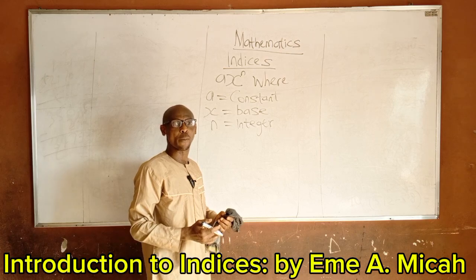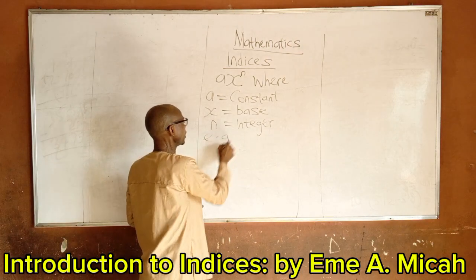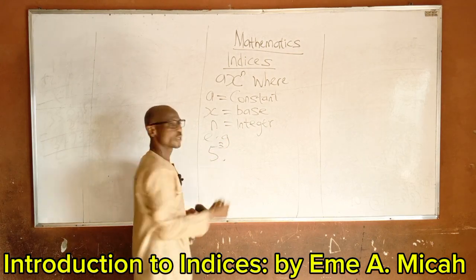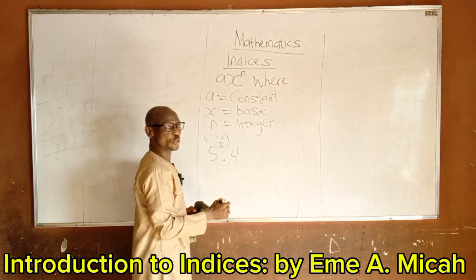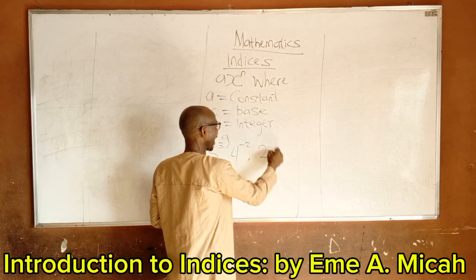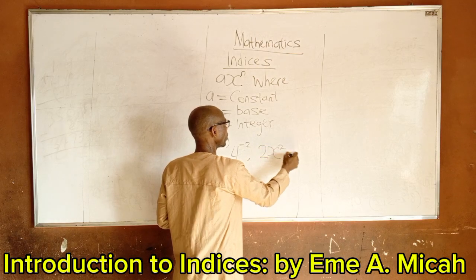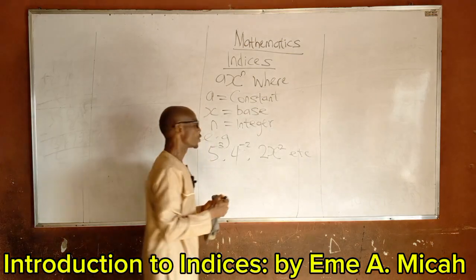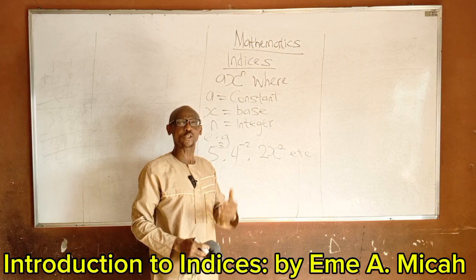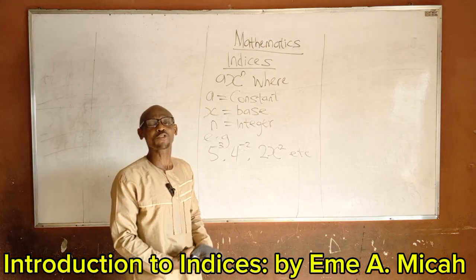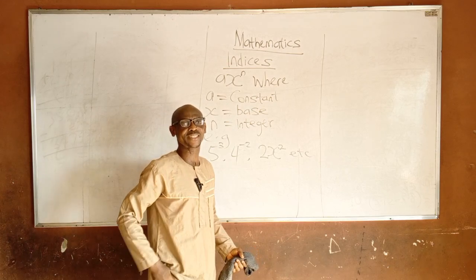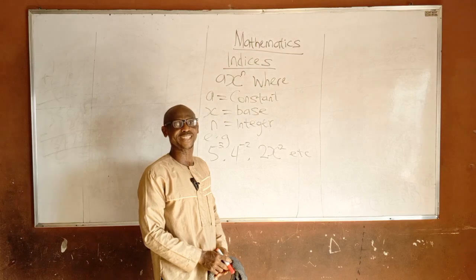An example of a number that is in index form: we can have 5 raised to the power of 3. We can have 4 raised to the power of minus 2. We can have 2x raised to the power of 2, etc. All these values are in index form. So when we carry out operations in mathematics with values that are in index form, we say that we are operating on indices. That is the area of mathematics called indices.